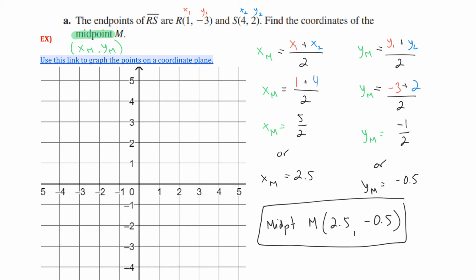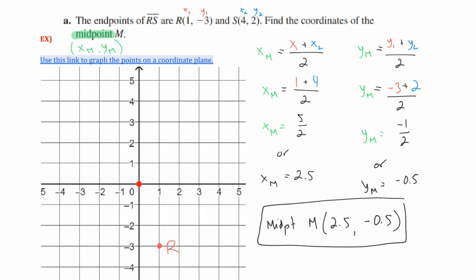We can go ahead and use the graph to double check our answer. So what we'll do is we will actually physically graph point R and point S. Now, point R is at 1, negative 3. So I start from the origin. I go to the right 1 because it's positive. And then I'm going to count 1, 2, 3 units down because I have a negative 3. And this is where point R will go. I'm going to go ahead and make sure that I label point R as well so I remember which one was point R.